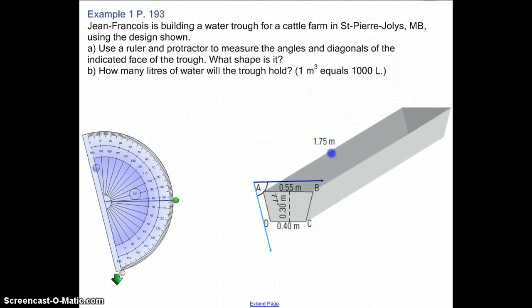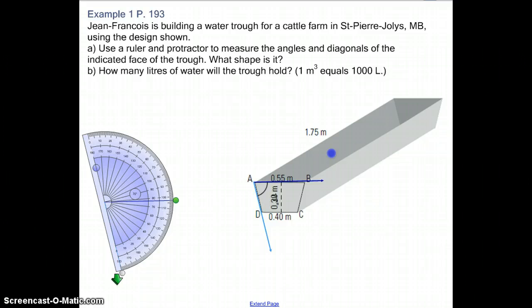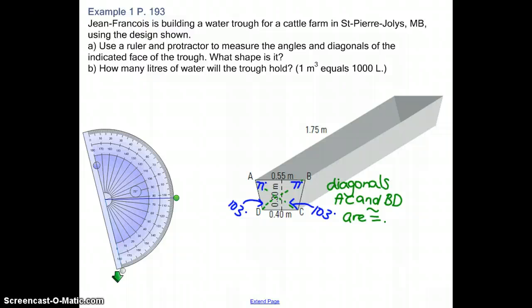So you're going to do that for all of your angles, and then also measure the diagonals. Go ahead. So these are the angles that you should have found. Keep in mind that whenever you have two parallel lines cut by a transversal, their same side interior angles have to add up to 180 degrees. So 77 and 103 have to add up to 180 degrees. Make sure yours do.